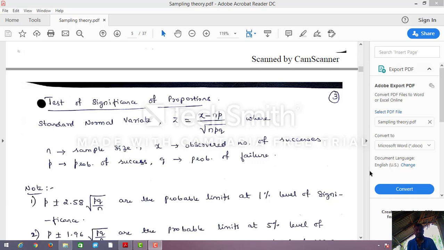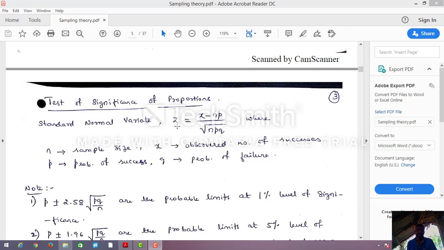In today's class, we are going to see Z distribution. In that Z distribution, we have two types. One is test of significance of proportions. In this one, first we can see the formula.